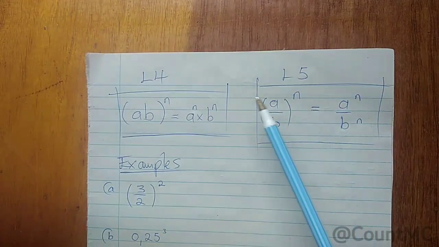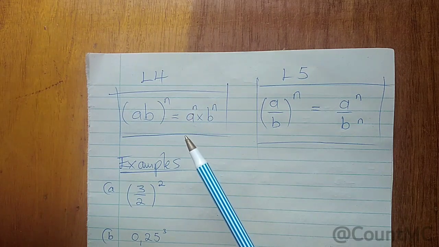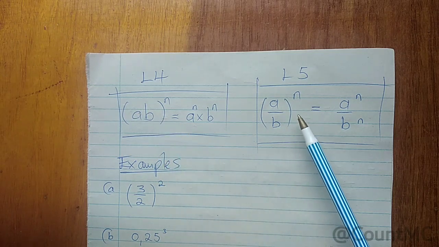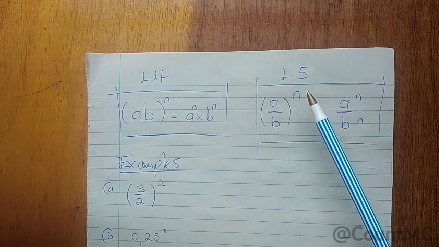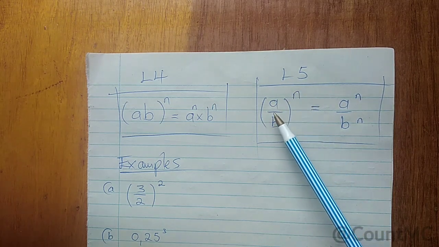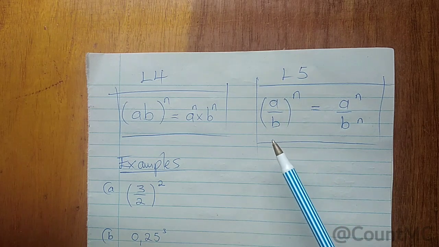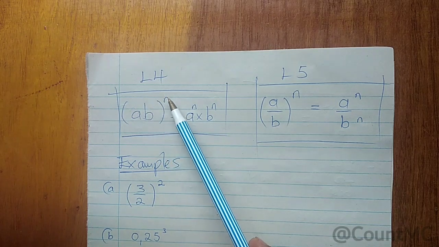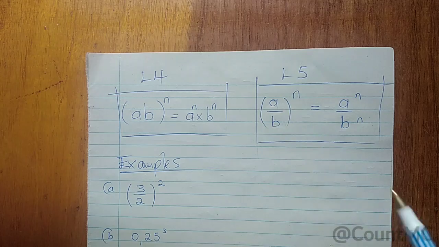Now, law number 5 is similar to law number 4. The only difference is that instead of two integers multiplying each other, this time they are dividing each other. So how do we apply this to a fraction or to integers dividing each other? It's still the same thing. Here, the n distributed inside is the same. The n will distribute inside. So that's law number 5.